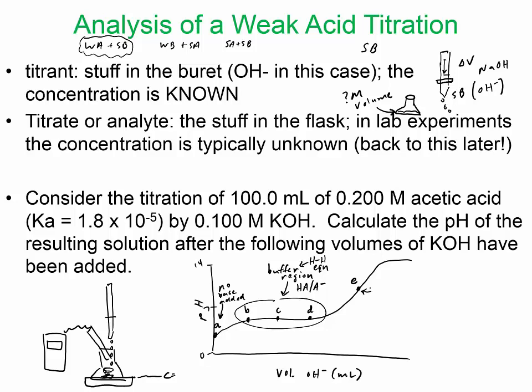Point E is called the equivalence point or endpoint. It's called the endpoint when you're referring to an indicator, but the technical name is the stoichiometric point, or the equivalence point. So it has a couple of different names. And any point after that is an overshoot point.